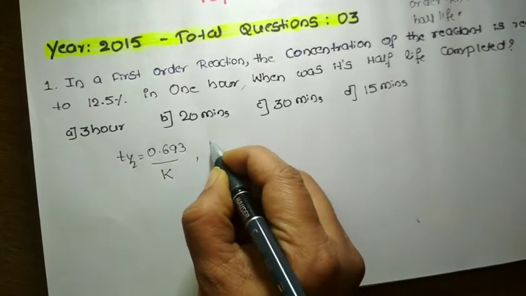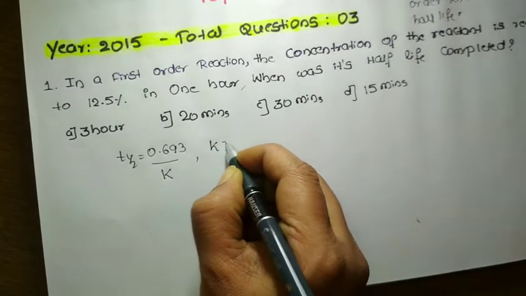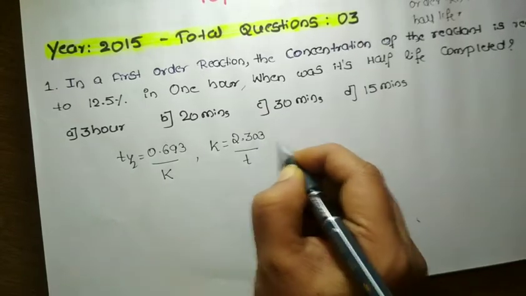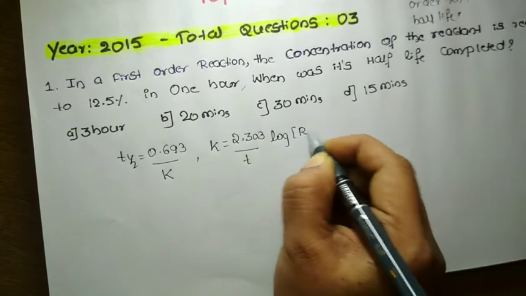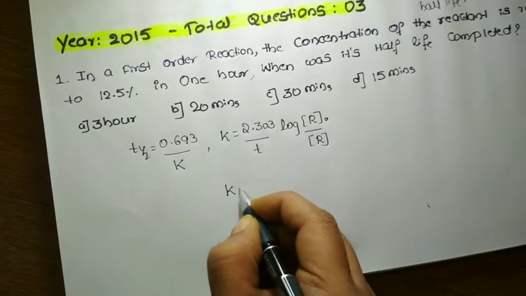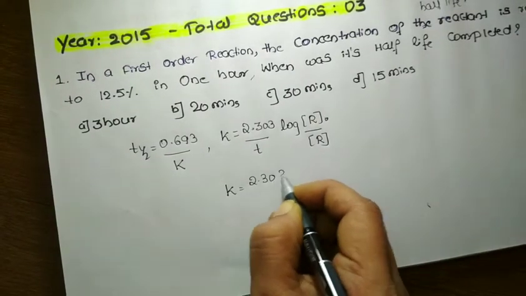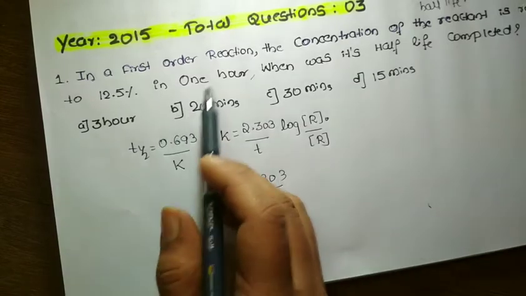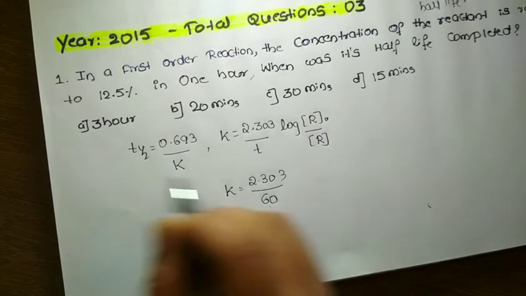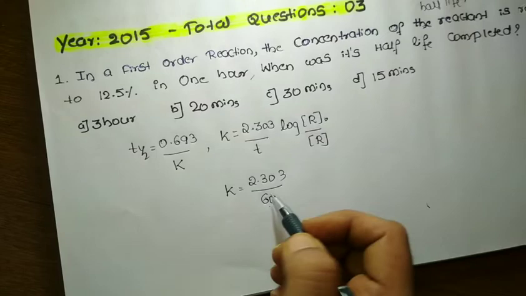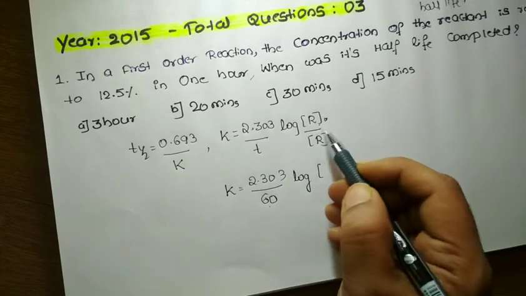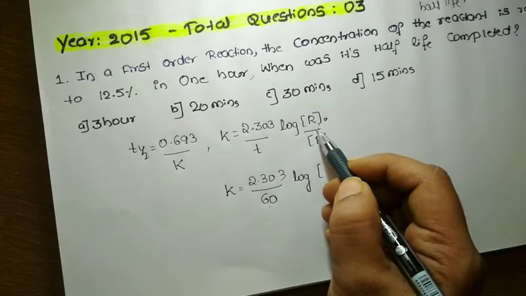What is the formula for the rate constant calculation for the first order? K is equal to 2.303 by T log R naught by R. Now K is equal to 2.303 by T. The time they have given is 1 hour, so it is 60 minutes. I am writing it in minutes because some answers were in minutes. Now, log R naught means the initial concentration.